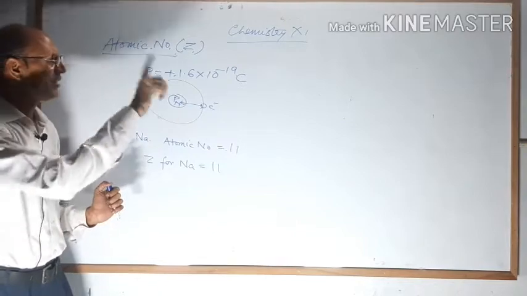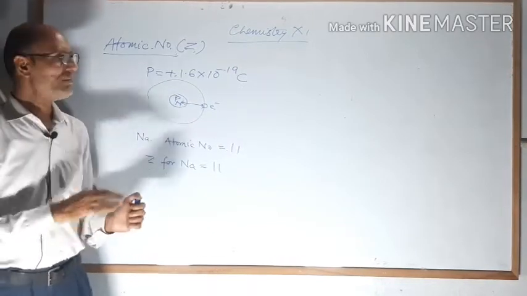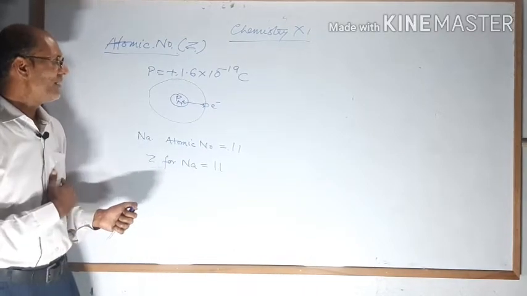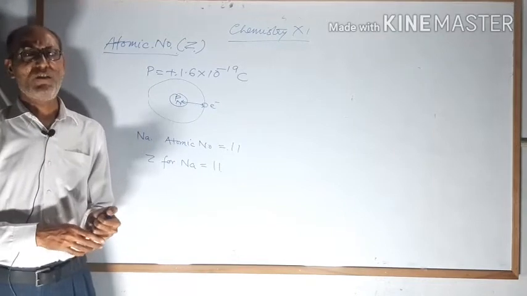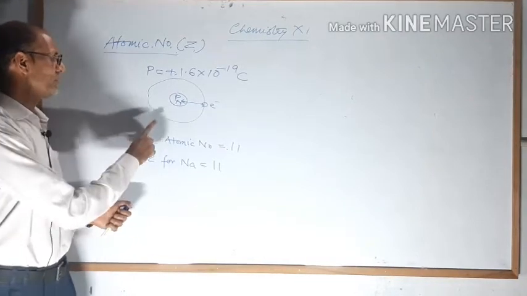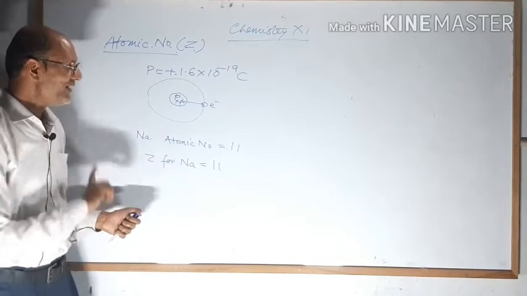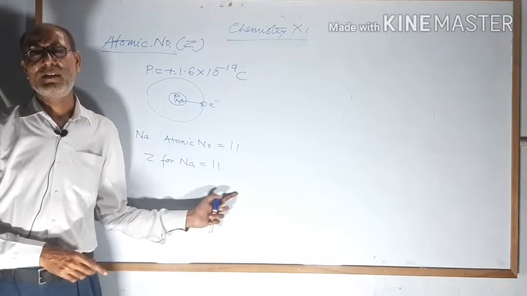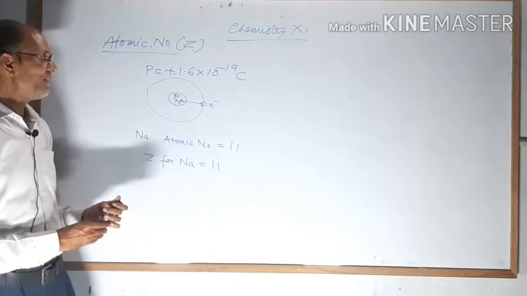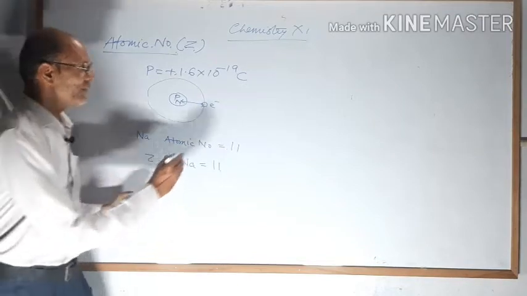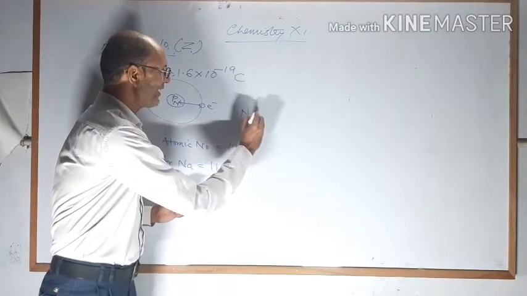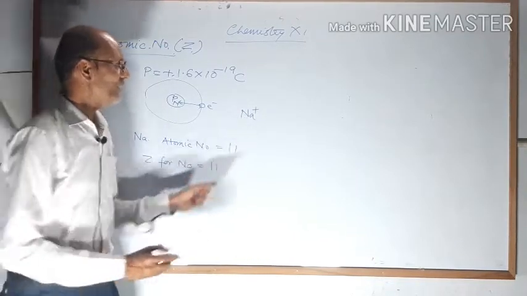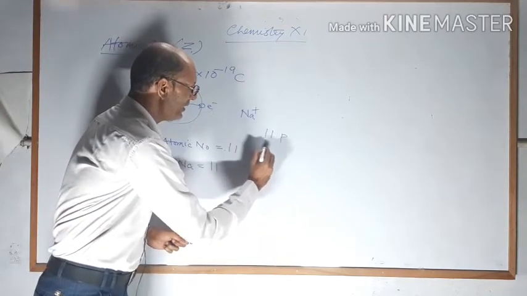An electron can be removed from its circular shell, for example by giving heat energy or any other type of energy. Electrons can be lost by the sodium atom. At that time the electrons may be 10, but the protons remain 11, and the atomic number in that case will still be 11. Suppose you lose one electron, then sodium is written as Na positive. That means it is a sodium ion. A sodium ion contains 11 protons and 10 electrons.